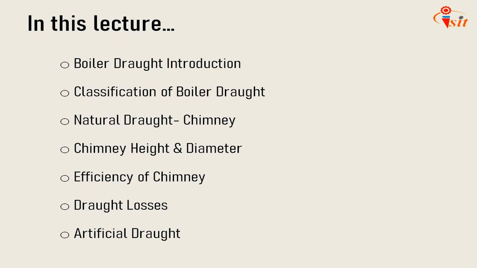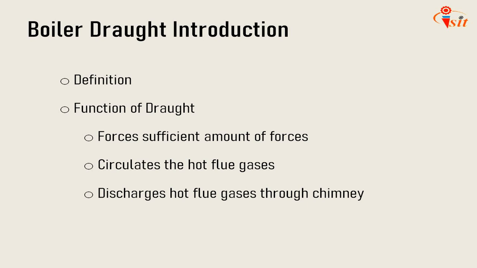Today we will cover the following points: boiler draught introduction, classification of boiler draught, natural draught, chimney height and diameter, efficiency of chimney, draught losses, and artificial draught. In the first slide, we will go for the boiler draught definition and its functions to see how it works.